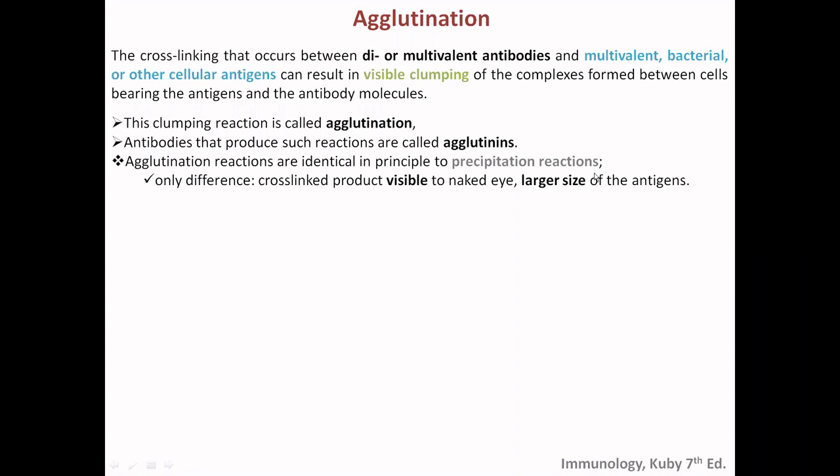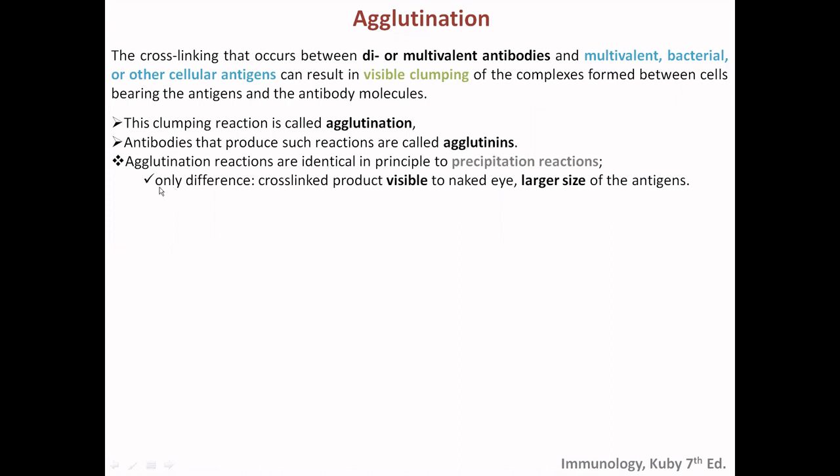Today we are going to discuss an experimental system in the methods section: agglutination. The cross-linking that occurs between di- or multivalent antibodies against multivalent bacterial or other cellular antigens can result in a visible clumping of the complexes formed between cells bearing the antigen and the antibody molecule. This clumping reaction is called agglutination. Antibodies that produce such reactions are called agglutinins.